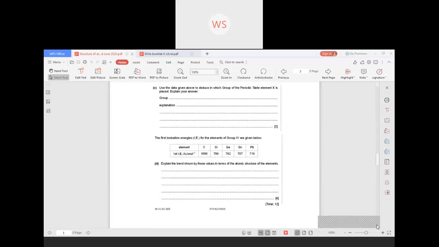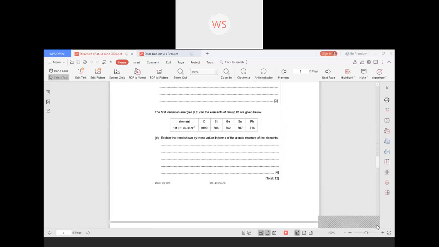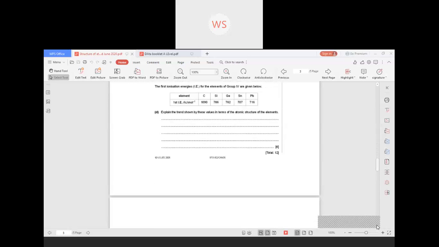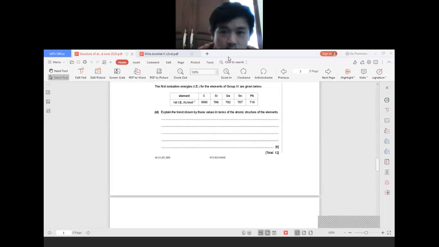Next question. The first ionization energy for group 4 is given below. Explain the trend shown by these values in terms of the atomic structure of the elements. Atomic structure. Now let me ask Felicia. Hello, Felicia. Yes, teacher. What is the structure of carbon?